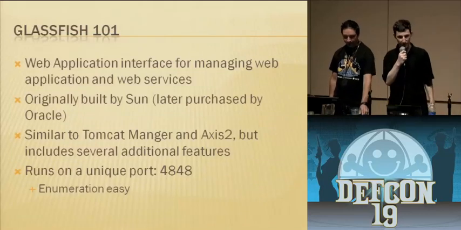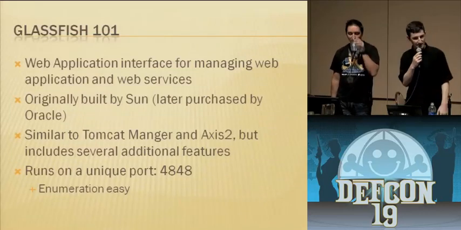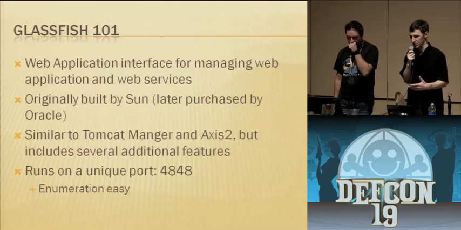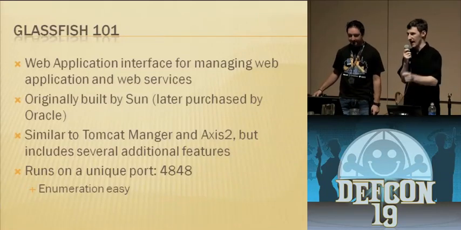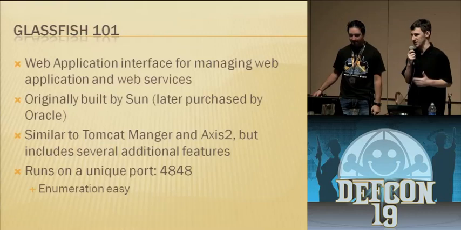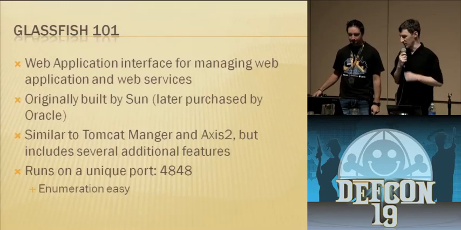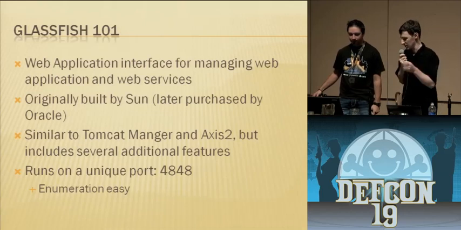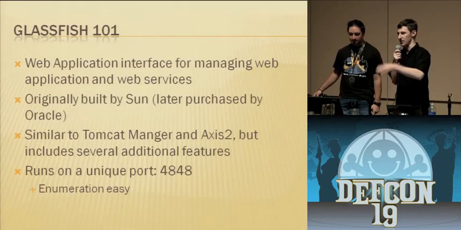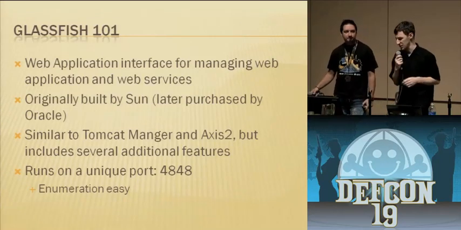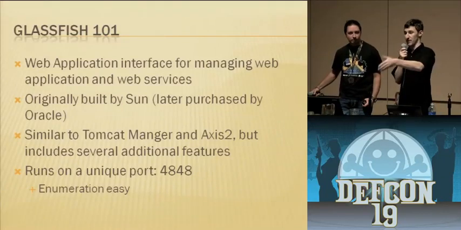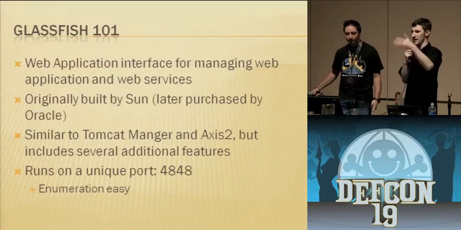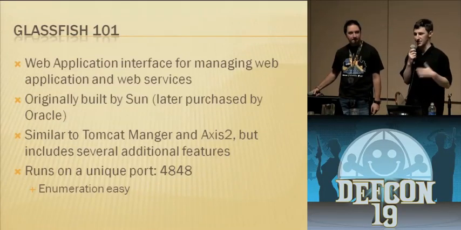All right, so one of the things that I'm going to be talking about this year is Oracle Glassfish, which is similar to Tomcat Manager and JBoss and Axis2. It's basically like Axis2, which is for handling and deploying web services, but there's tons more functionality there, right? It runs on a unique port, which is 4848. The idea was that if you took the same approach we've been taking with Tomcat Manager and Axis2 and applied that to Glassfish, potentially we could get shell through this application because it allows you to deploy a malicious web service. So we could just deploy a malicious one if we could get authenticated to the application or maybe bypass authentication.